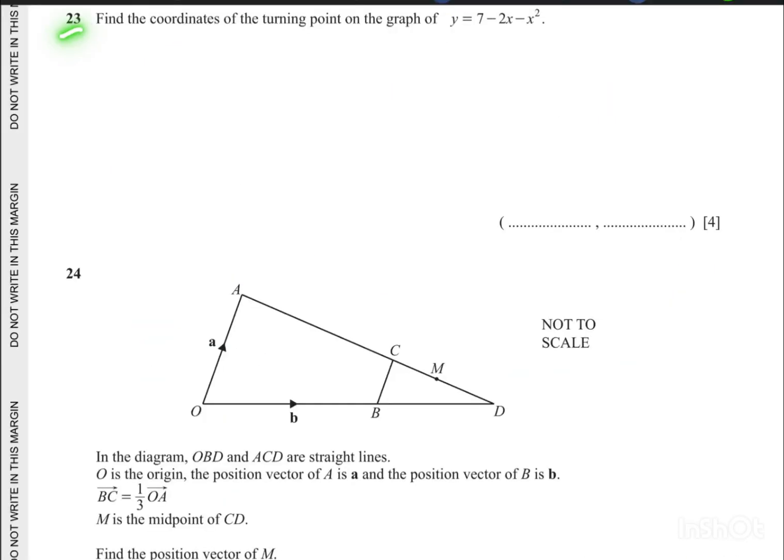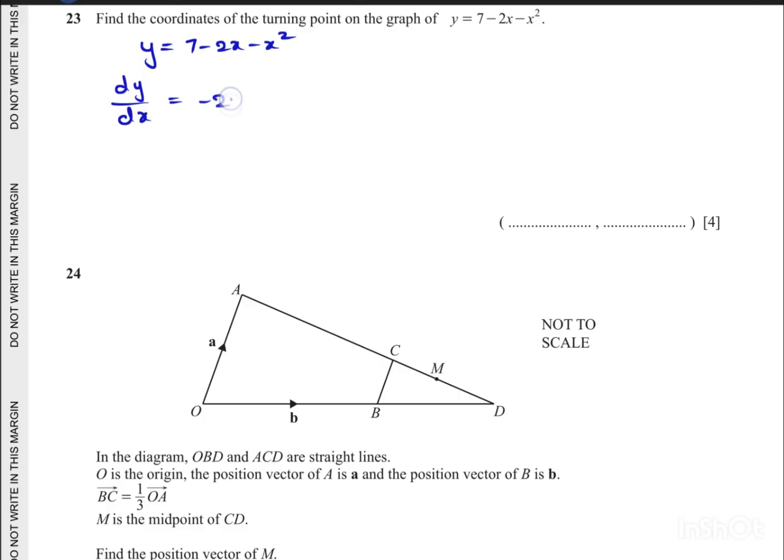Question number 23. Find the coordinates of the turning point on the graph of y is equal to 7 minus 2x minus x square. The equation is y is equal to 7 minus 2x minus x square. So for finding the coordinates of the turning point, we need to find the derivative of the equation, dy by dx. So the derivative of the constant will always be 0, because there is no variable. Then next we have minus 2x.